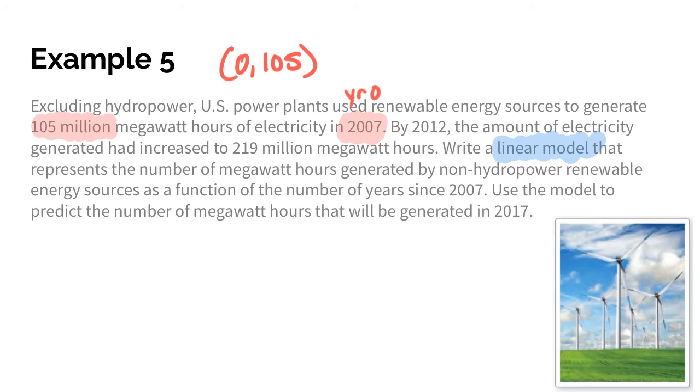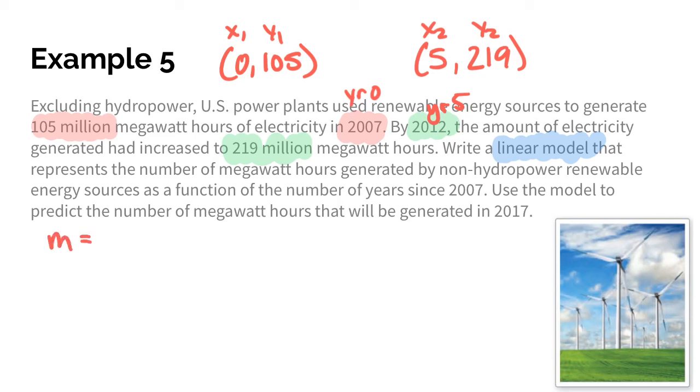Now, instead of writing 105 million, I'm just going to look at the 105. Then we are given that in 2012, we used 219 million megawatt hours. Now, 2012 is 5 years later, so think of that as year 5, and I'm at 219. Now, think about this for a second. I have 2 points, (x1, y1) and (x2, y2), so I can take these 2 points and figure out my slope and my y-intercept.